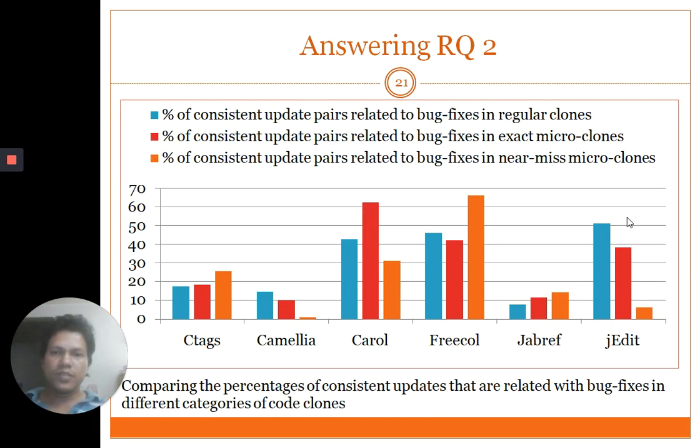From our investigation, we obtain this graph which contains 3 percentages. The percentage of consistent update pairs related to fixing bugs in regular code clones, in exact microclones, and in near-miss microclones. We see that for three subject systems, CTEX, Triple, and Jabreth, the percentage regarding near-miss microclones is the highest. For only one subject system, Carol, the percentage regarding exact microclones is the highest. And for the remaining two systems, Camellia and JEdit, the percentage regarding regular code clones is the highest.